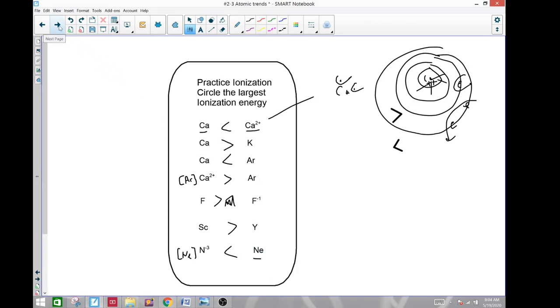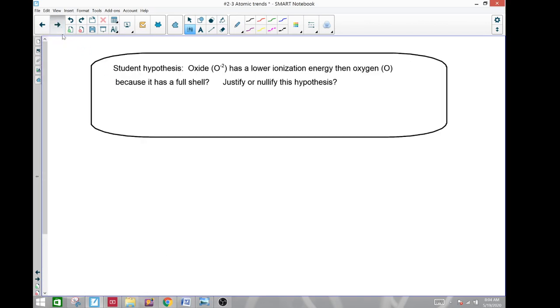All right, next topic. Student hypothesis: oxide has a lower ionization energy than oxygen because it has a full shell. Nullify this hypothesis. Well, it is true that oxide does have a full shell. It gains 2 electrons like this, versus oxygen, which is just 1, 2, 3, 4, 5, 6.